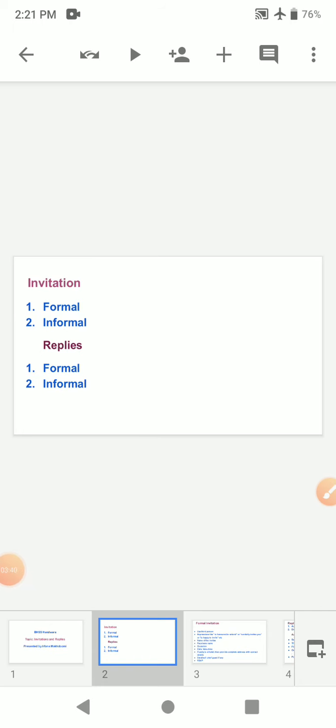We can divide invitations into two types. We have formal invitations and informal invitations, and similarly we have replies according to the situation. If we have a formal invitation, then the reply will be formal, and if we have an informal invitation, the reply will be informal.